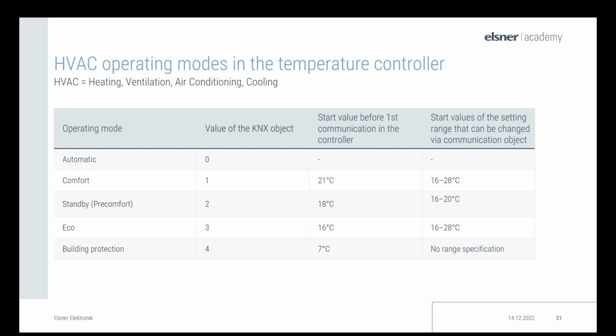As you can see in the table here, there are different operating modes. Let's start off with the automatic mode. It has the KNX object value of 0. Next up, we have the comfort mode, standby mode, eco mode, and building protection mode. I'm going to wait a couple seconds more in case there are questions regarding the HVAC. I'm not sure what the international pronunciation is. Maybe someone can tell me in the chat as well. All right, no questions so far, so I'm going to continue with the presentation.